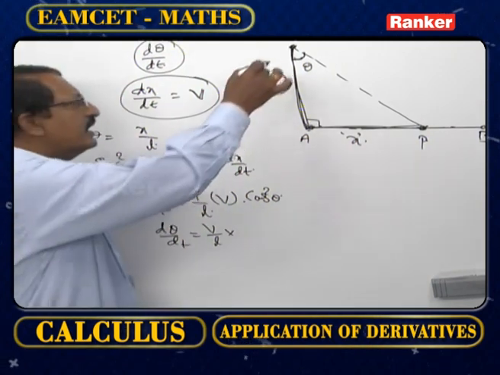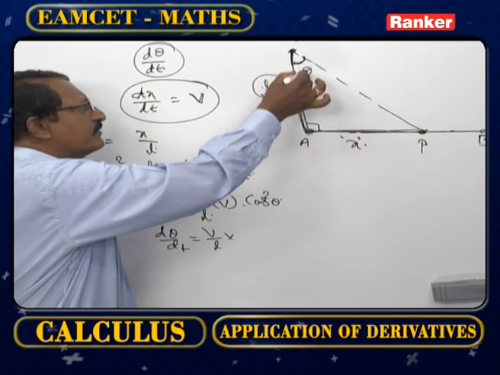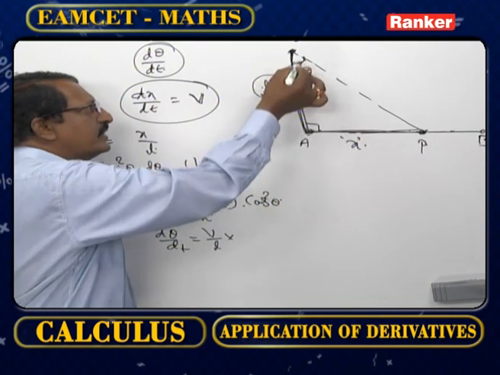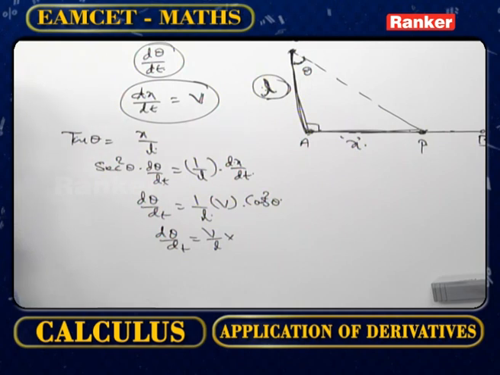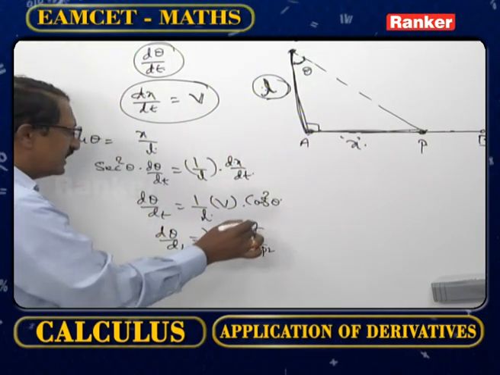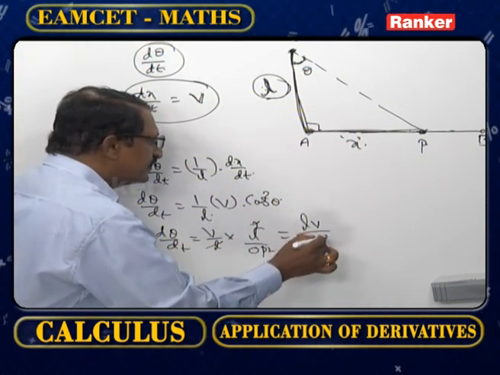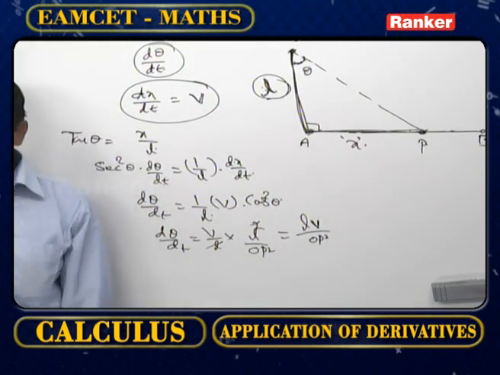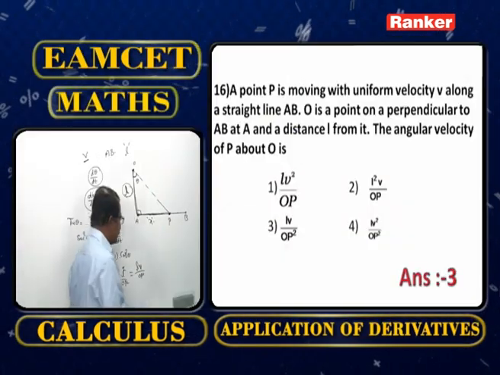In triangle OAP, cos theta equals adjacent side by hypotenuse, that is nothing but L by OP. Now cos square theta equals L square by OP square. One L gets cancelled, so d theta by dt equals L V by OP square. Now the third option is correct.